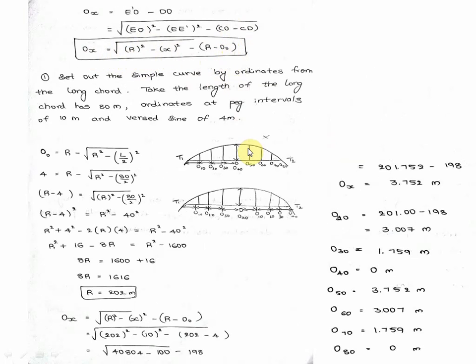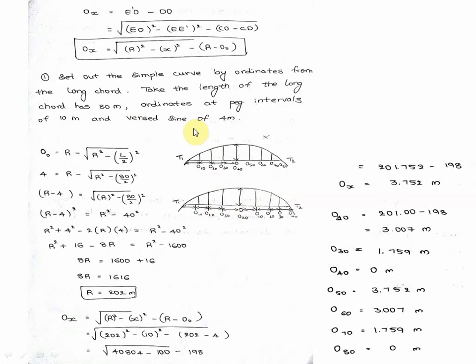So we will discuss one problem on this. Set out the simple curve by ordinate from long chord. Take the length of long chord as 80 meter, ordinates at peg intervals of 10 meter, and versine of 4 meter. First write the given: the length of long chord is 80 meter. Next, ordinates, that is peg interval, is given as 10 meter. You have to find out the offset at 10 meter peg interval. Versine of 4 meter. Versine is nothing but mid ordinate, as I explained in previous classes.